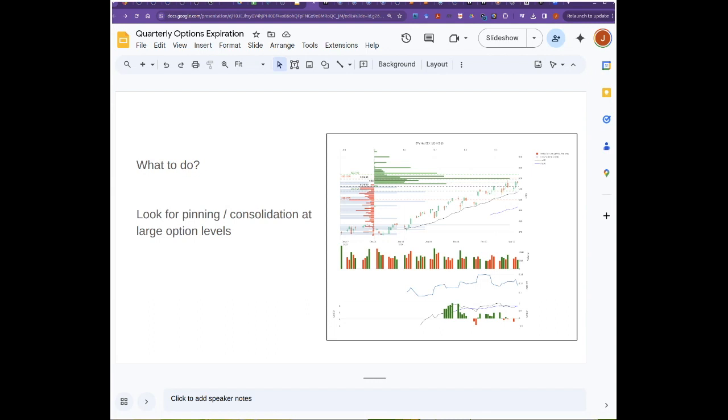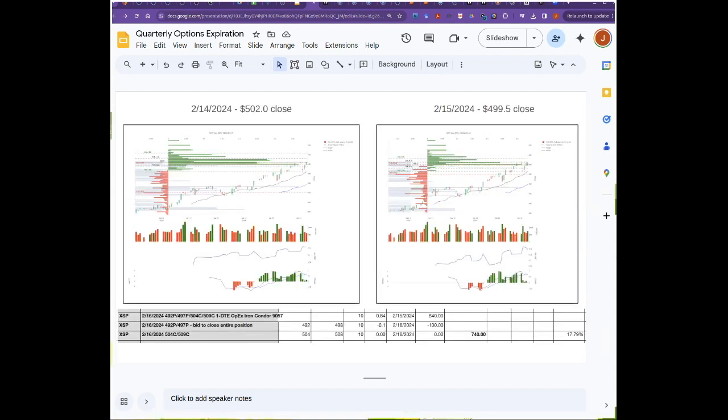Yeah. So what we can do is when you get in these situations, when you get this consolidation at certain levels, there are trading opportunities with options that you can do. So on this left-hand side, this is February monthly options expiration. And at the time, the big number was 500. Okay. So you can see how the price is consolidating around this level.